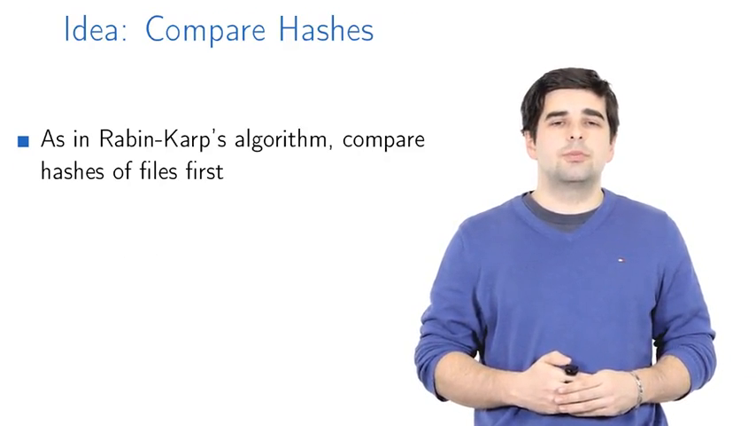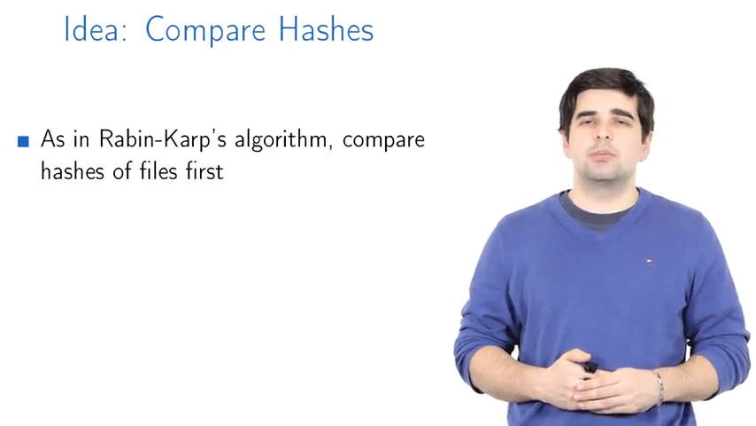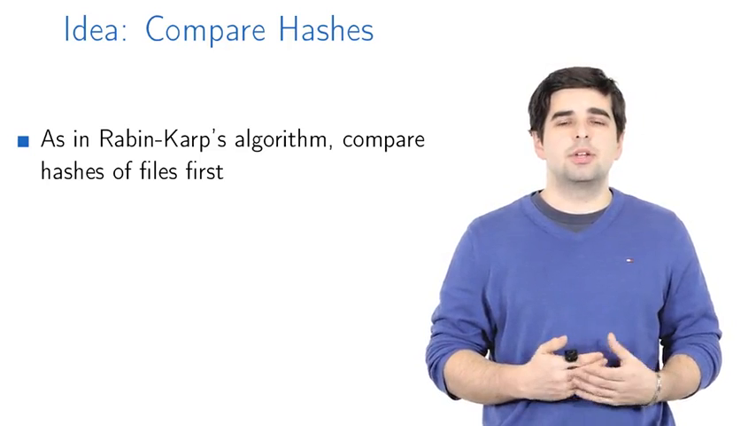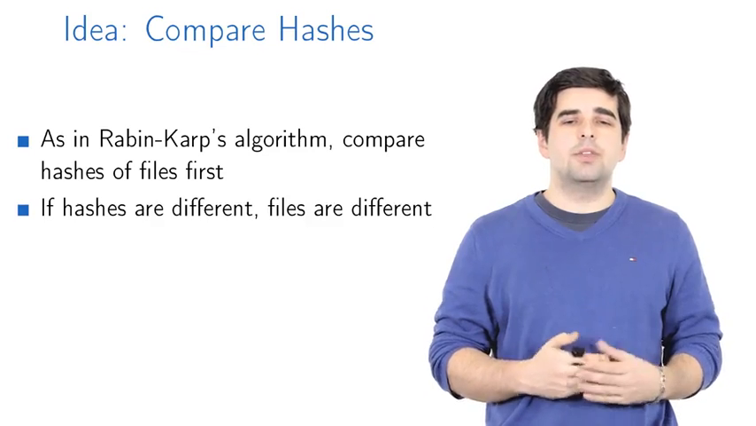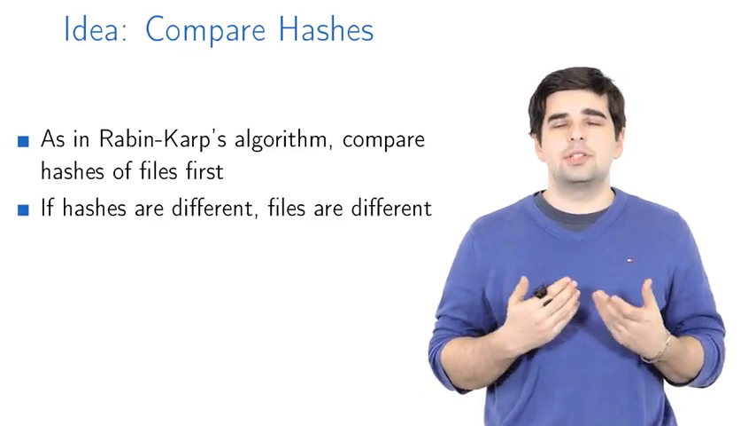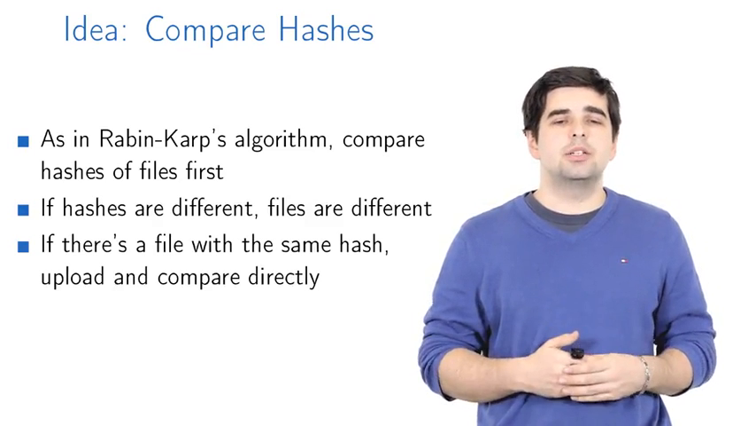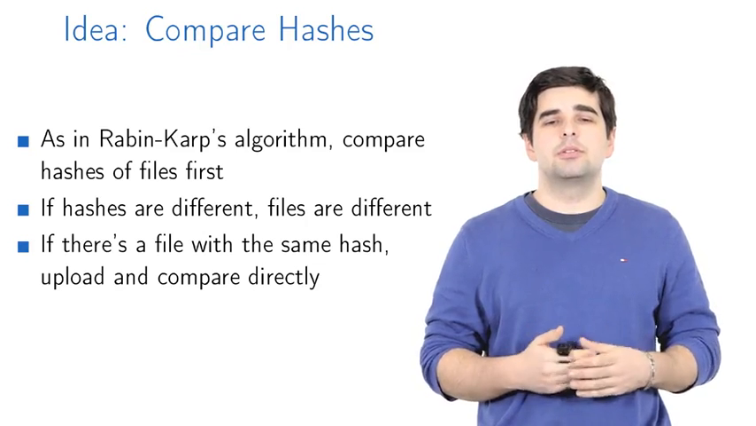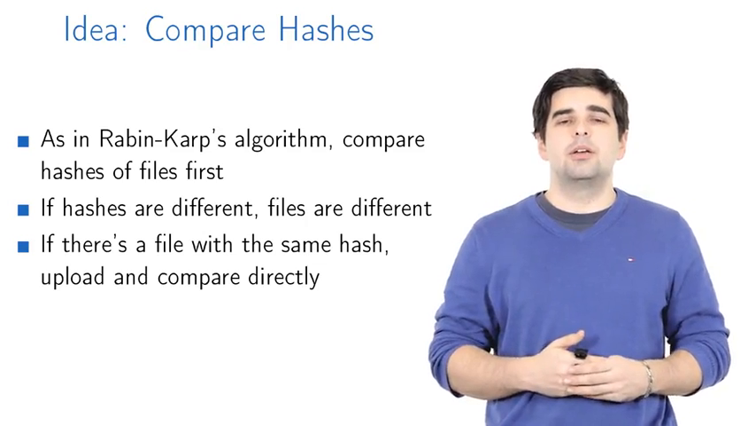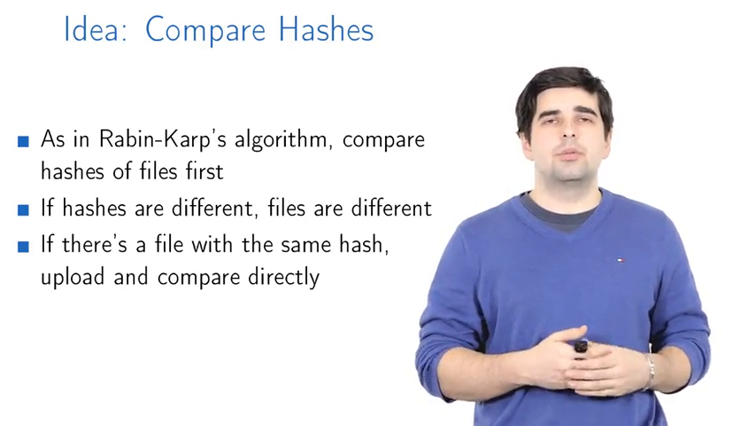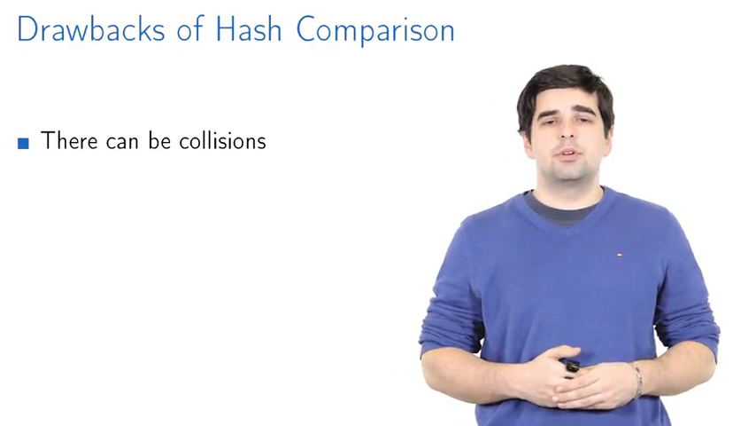So what can we do? First, the idea is, instead of comparing the files themselves, to compare hashes, as in the Rabin-Karp algorithm. If the hashes are different, then the files are definitely different. And if there is a file with the same hash, then upload the new file and compare it with the old file with the same hash directly, byte by byte. Still, there are problems with this approach.